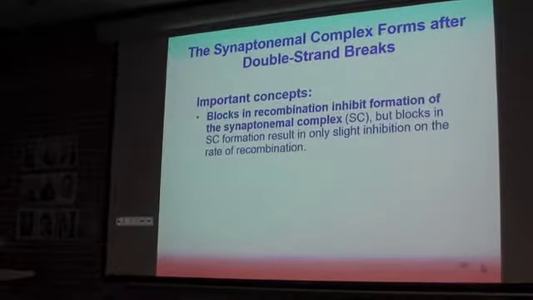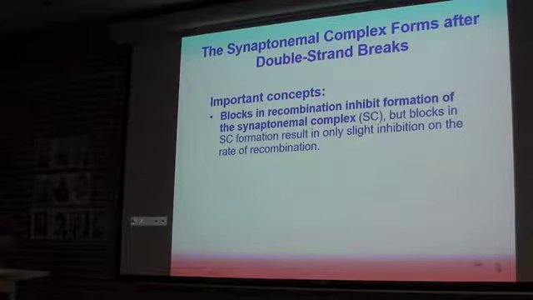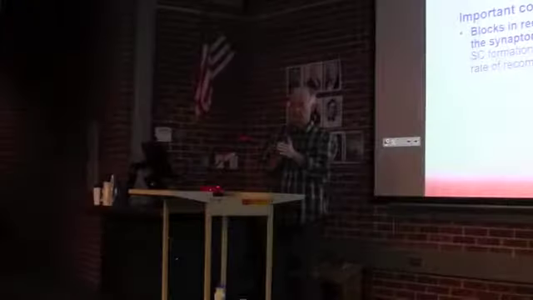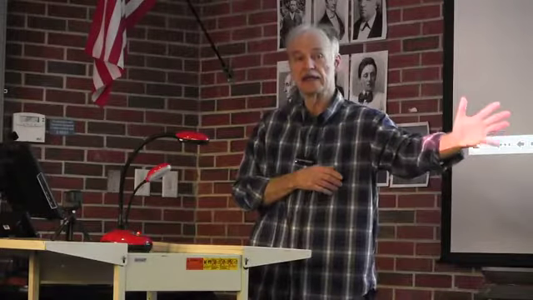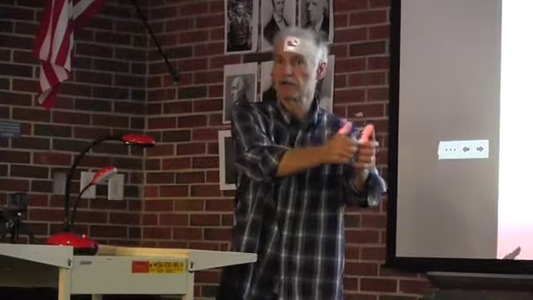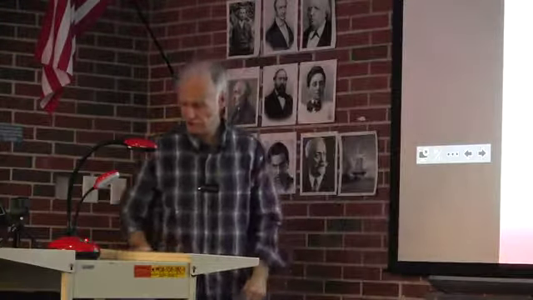Blocks in recombination inhibit the formation of the synaptonemal complex. But blocks in synaptonemal complex formation do not inhibit recombination. So it's not a reciprocal truth. If you can't do recombination, you're not going to go all the way through to forming a synaptonemal complex. Recombination happens first. Once that is triggered, a cascade of events leads to the zippering up of the synaptonemal complex. So if you have a mutation that is unable to form this synaptonemal complex, it does not stop recombination from happening because that happens first. That makes sense.